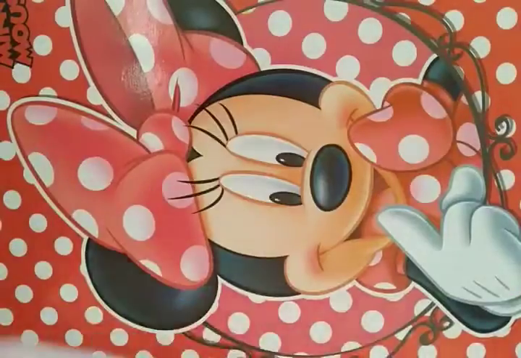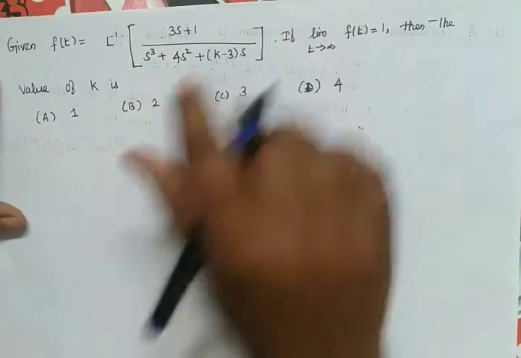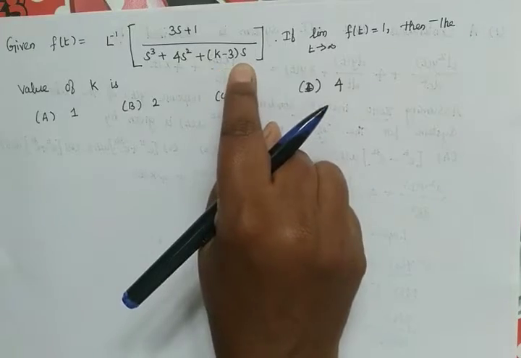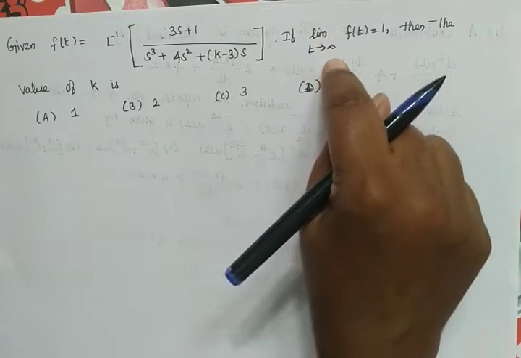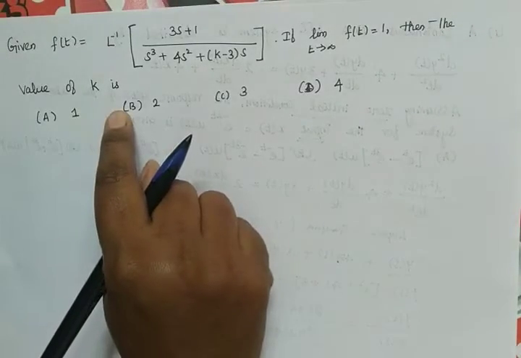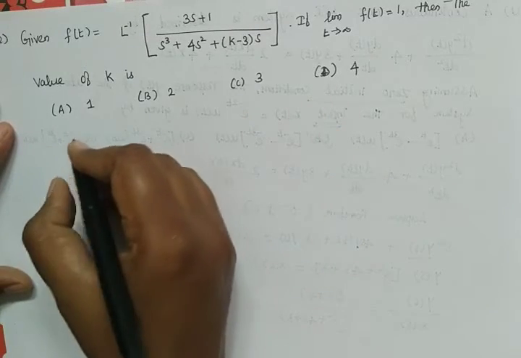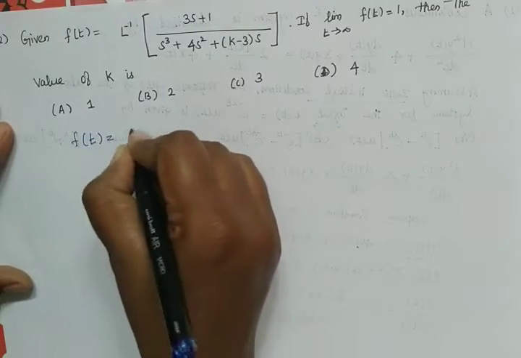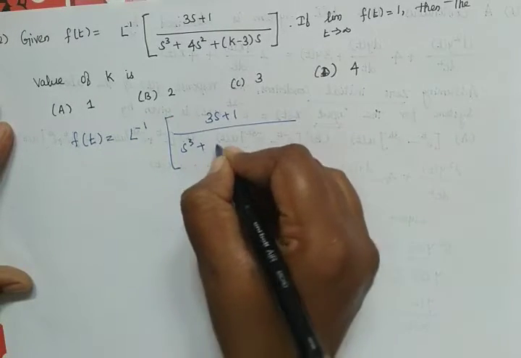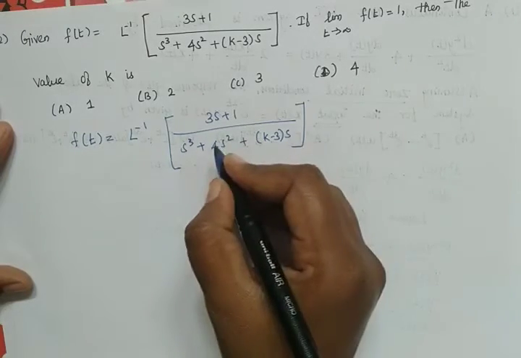So here given f of t is equal to Laplace inverse of 3s plus 1 by s cube plus 4s square plus k minus 3 into s. If limit t tends to infinity, f of t will be equal to 1, then the value of k. Now what we have to find is just the value of k. Here listen, what is given here? f of t is equal to Laplace inverse of 3s plus 1 divided by s cube plus 4s square plus k minus 3 into s. This is what they have given in the question.